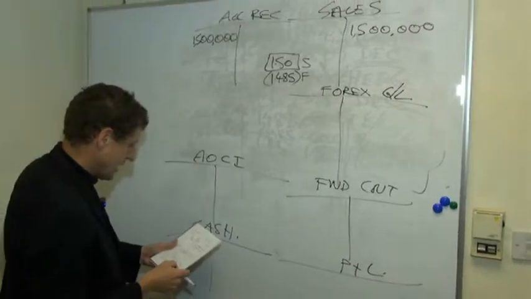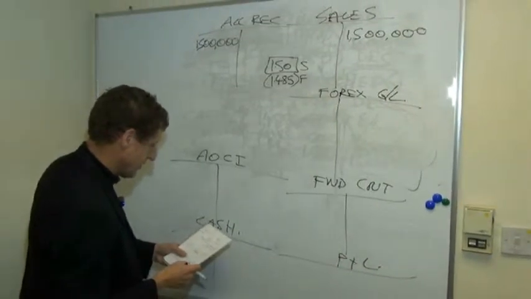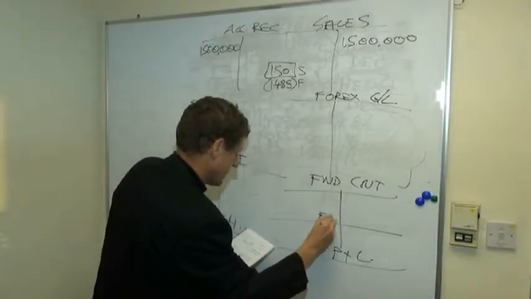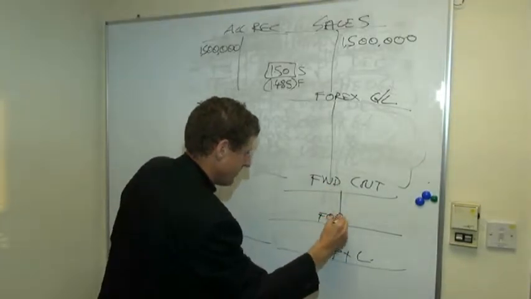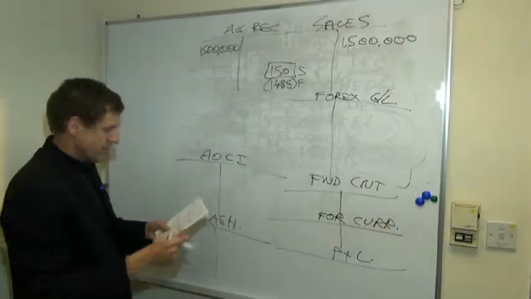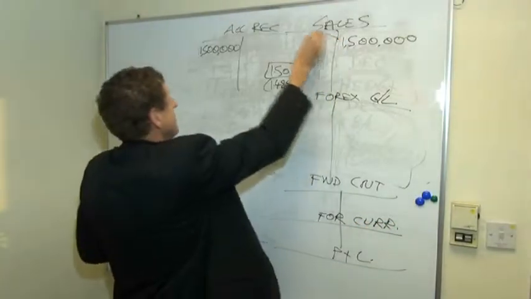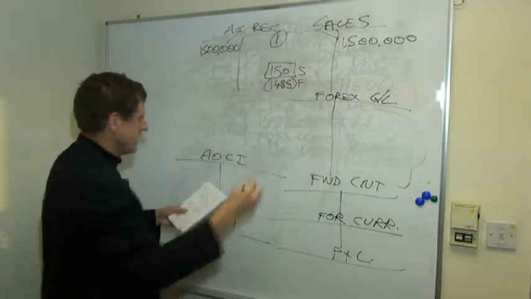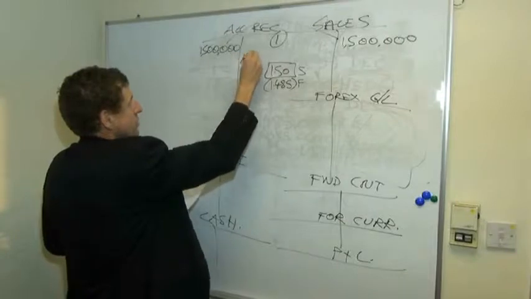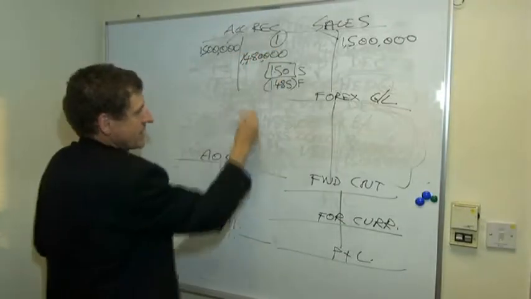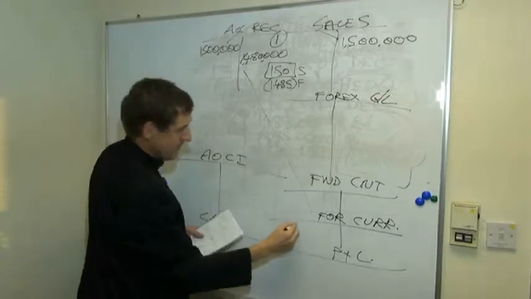We've got cash, and we need foreign currency. We've got another forward contract, and then we've got foreign currency here. And so again, now we've got our first sale, number one. Okay. Now what we're going to do now is that we receive 1.48123, and that's going to go down into foreign currency.